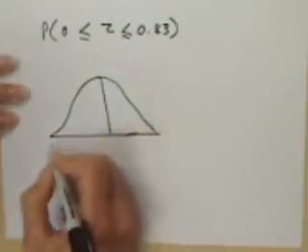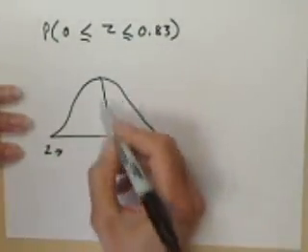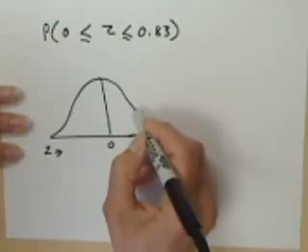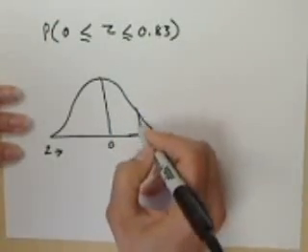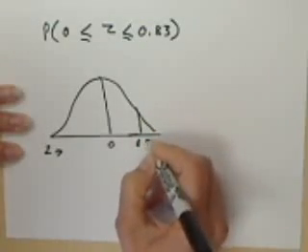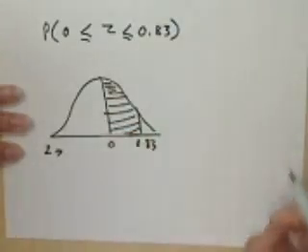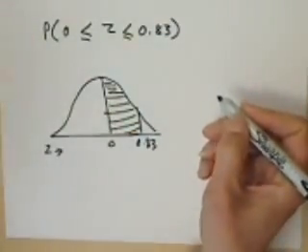the equivalent would be on the z-axis. You have 0 as the mean. You want the probability or the area under the curve contained between the mean of 0 and 0.83. Shade the area that you're after. Now let's use the normal table to find our answer.